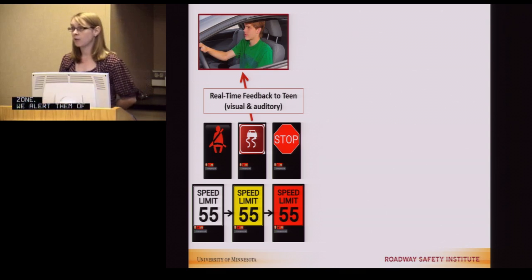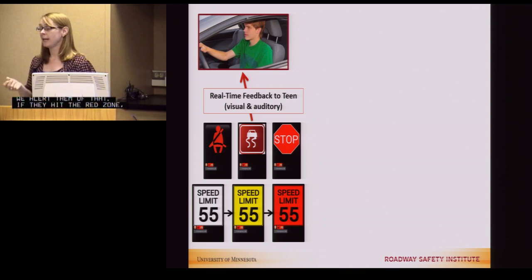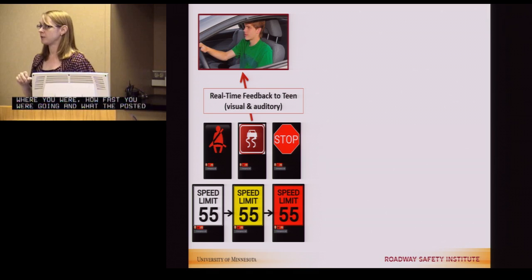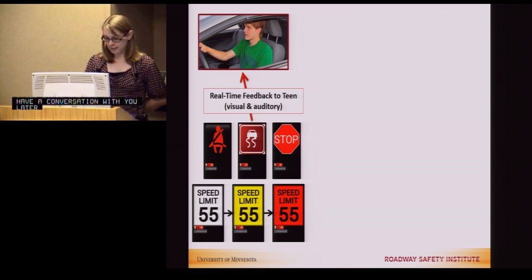If they hit the red zone, that's considered excessive speeding. And then the phone starts to talk to them. And it says, reduce speed now, reduce speed now. You basically get 3 chances, 3 strikes and you're out. If you continue to speed, your parents get a text message telling them where you were, how fast you were going, and what the posted speed limit was. They can have a conversation with you later about that speeding.